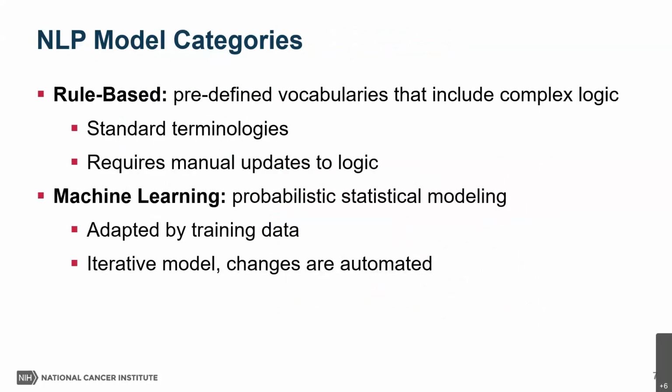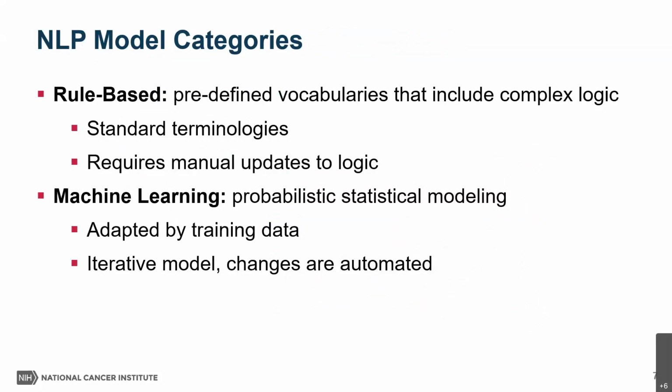There are two basic categories of NLP models that we will be highlighting today. These are broad categories, and there is overlap. There are rule-based NLP models, which are algorithms with predefined vocabularies, and they can include very complex logic. They have standard terminologies, and updates due to a misclassification or an issue require manual updates to the logic.